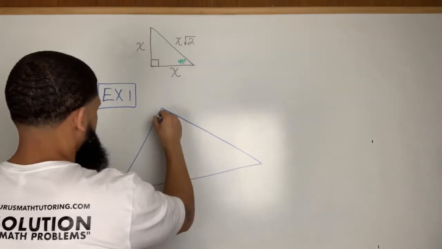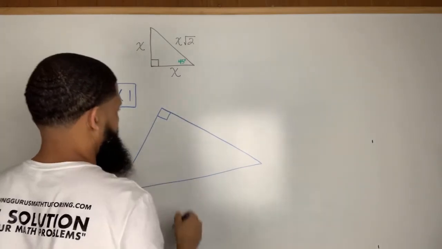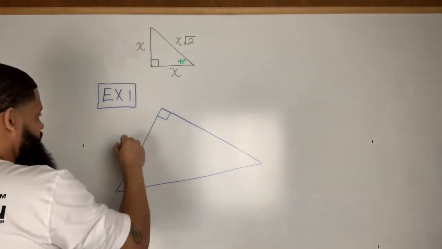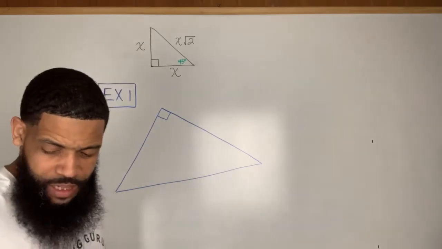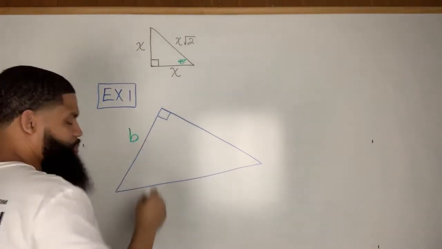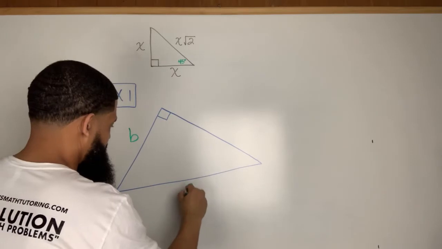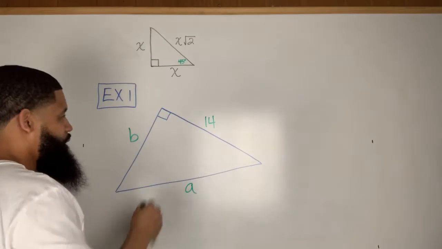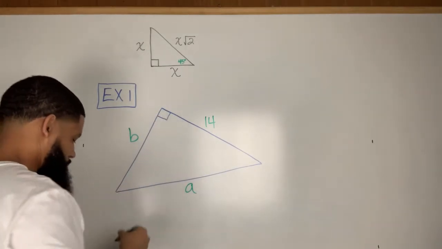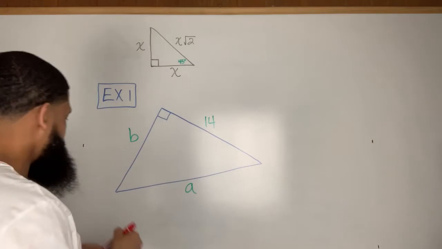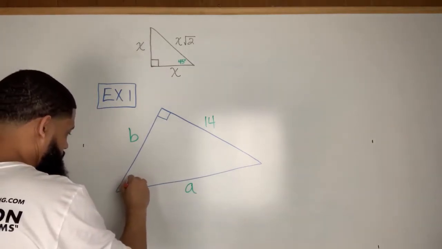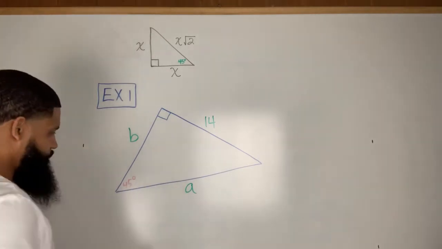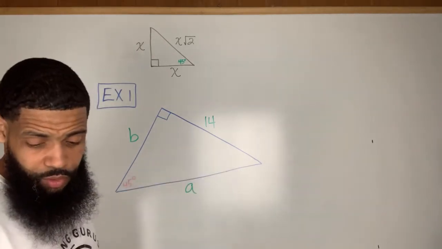Let's say this is a 90-degree angle. That's a right angle, and that's the symbol for the right angle. On this triangle, let's say I have letter B here, A down here, and 14 right here. If this is a right angle, then this has to be a 45-degree angle right there. Can you see that 45? That is a 45-degree angle, which means this is also a 45-degree angle.